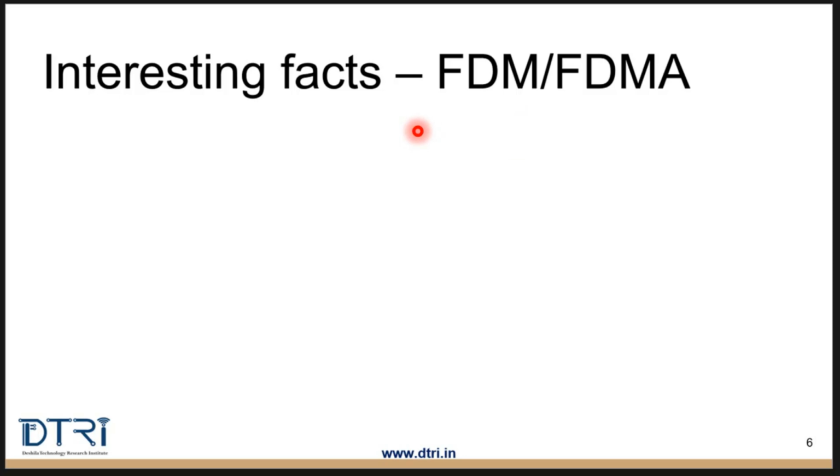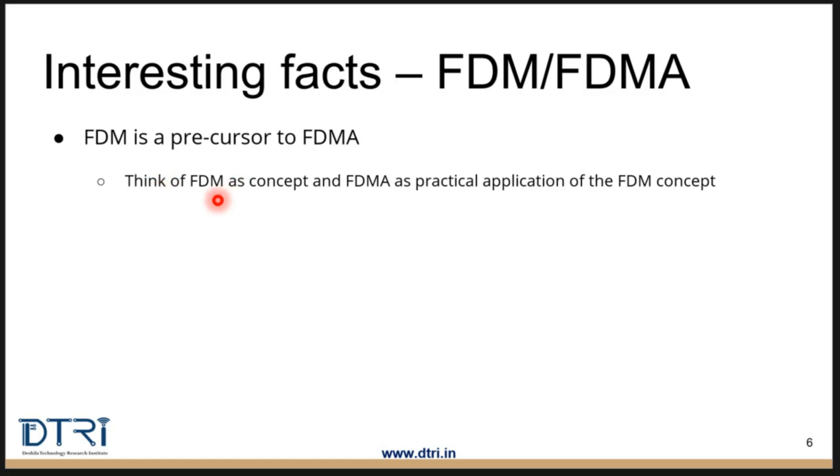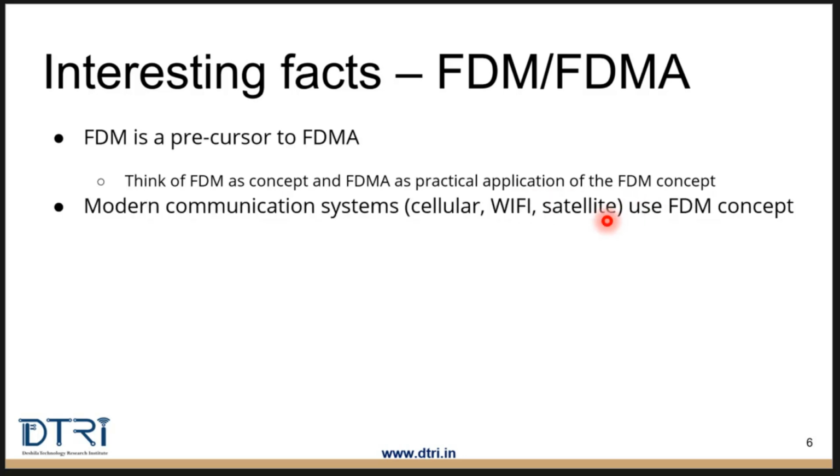Some interesting facts about FDM and FDMA. Think of FDM as a precursor to FDMA. That is, when a single frequency for communication started posing problems, frequency division multiplexing turned out to be the solution. This is because spectrum was limited while users and applications per user were numerous. Now, you can imagine FDM as a concept while FDMA is a practical application or implementation of this FDM concept. Modern systems like cellular, Wi-Fi, and satellite communication all use the FDM concept.